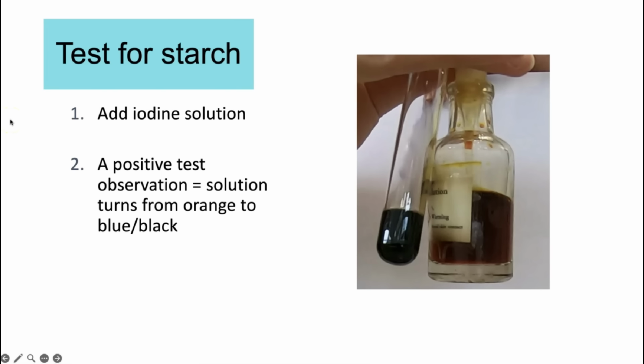Next, we're moving on to the biochemical tests for those biological molecules, starting with the test for starch. To test for starch, you would add iodine solution, which is this orangey brown colour, and if starch is present, then it would go bluey black colour.